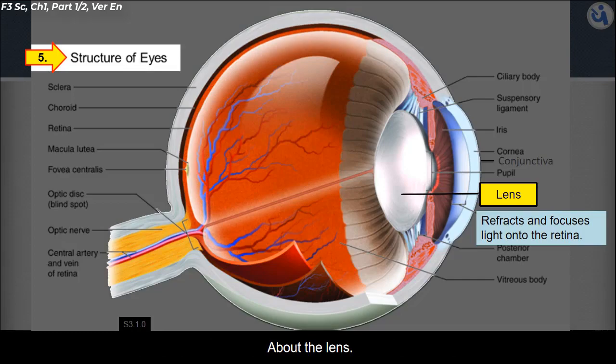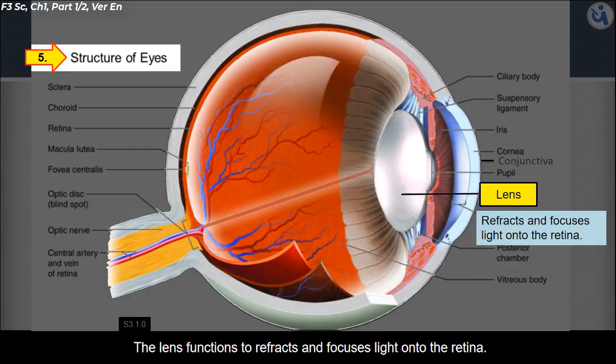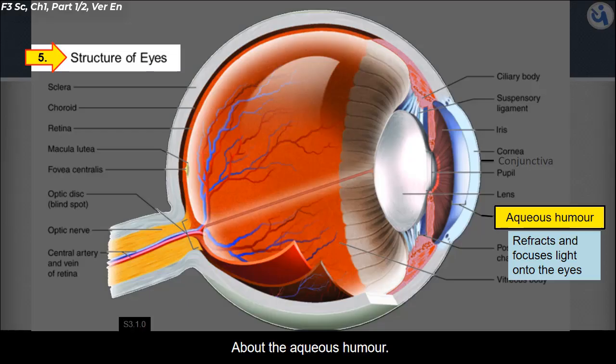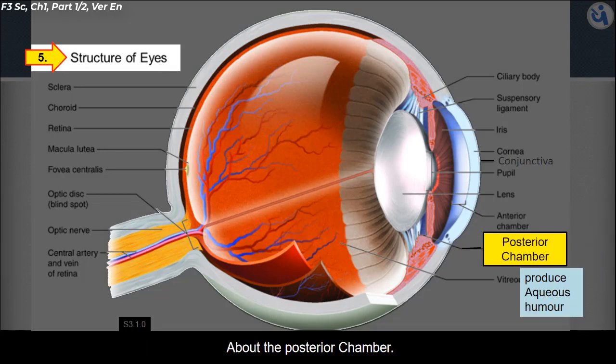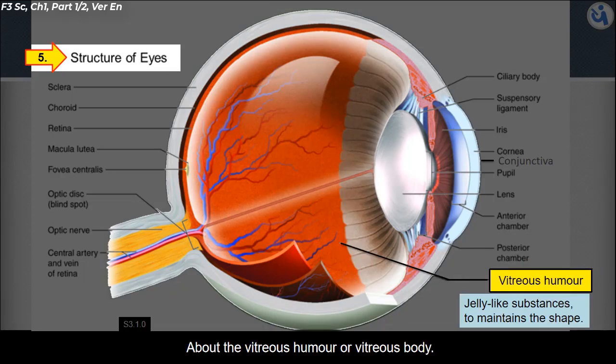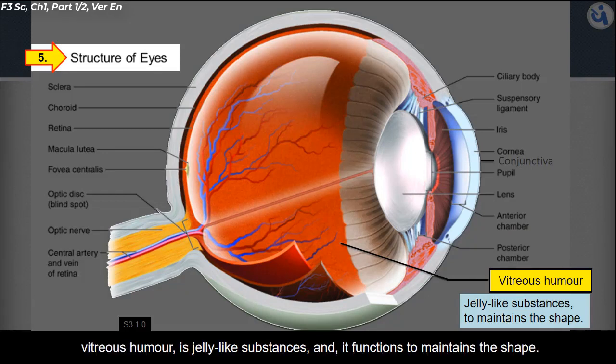About the lens. The lens functions to refract and focus light onto the retina. About the aqueous humor. Aqueous humor, also a part, functions to refract and focus light onto the eyes. About the posterior chamber. The posterior chamber functions to produce aqueous humor. About the vitreous humor, or vitreous body. Vitreous humor is a jelly-like substance, and it functions to maintain the shape.